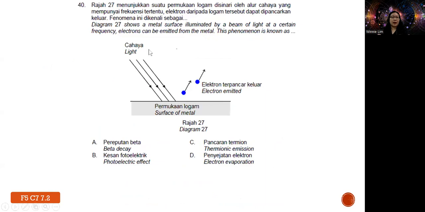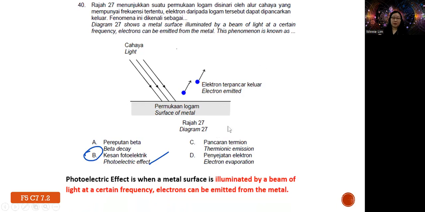Okay, then last question. Diagram 27 shows a metal surface illuminated by a beam of light at a certain frequency. Electrons can be emitted from the metal. This phenomenon is known as what? Basically, this is the photoelectric effect. What does photoelectric effect mean? Let's recall the definition. Photoelectric effect is when the metal surface is illuminated by a beam of light at a certain frequency. If the frequency is high enough, then electrons can be emitted from the metal. And this frequency is also known as the threshold frequency.